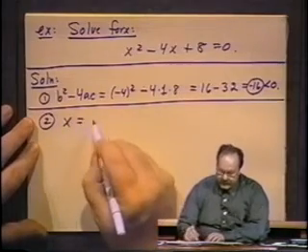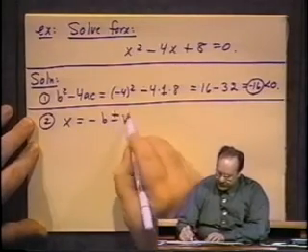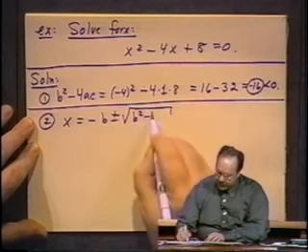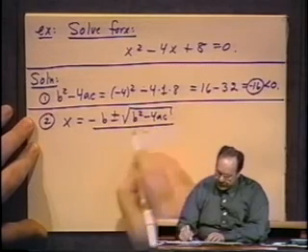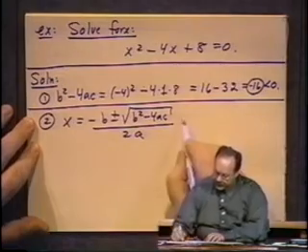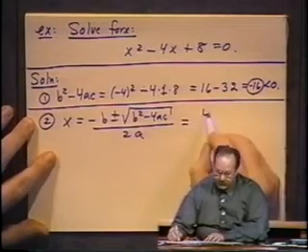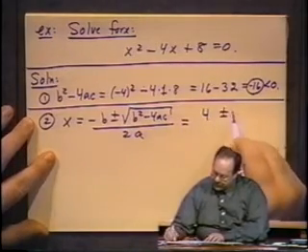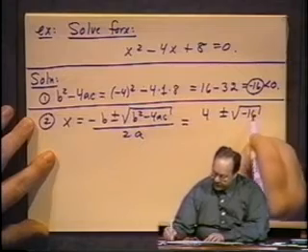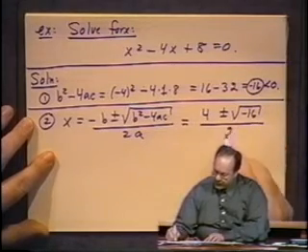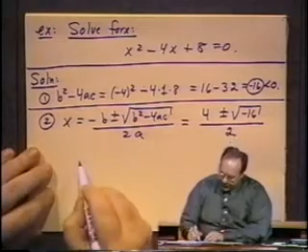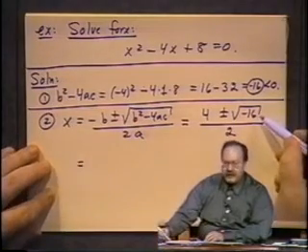And so x is equal to minus b plus or minus the square root of b squared minus 4ac, all over 2a. Well, now I substitute in. Minus b is 4, plus or minus the square root of minus 16, all over 2 times a, which is just 2. And now this is the square root of a negative number.